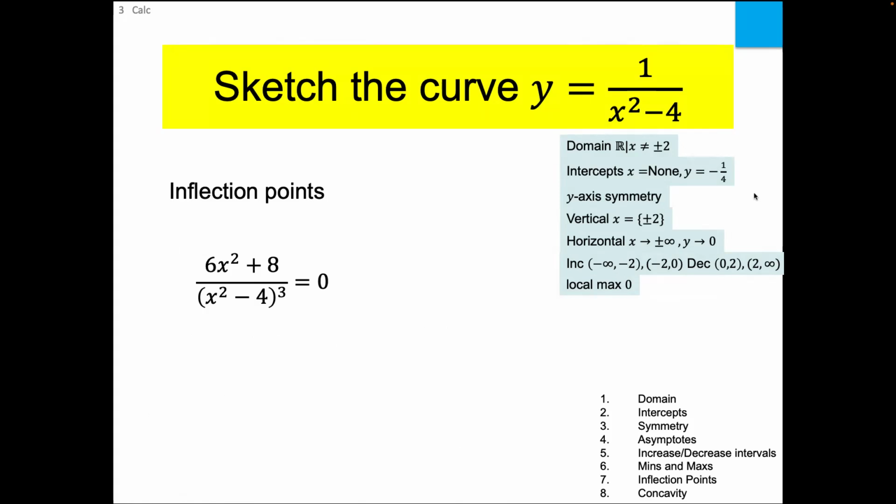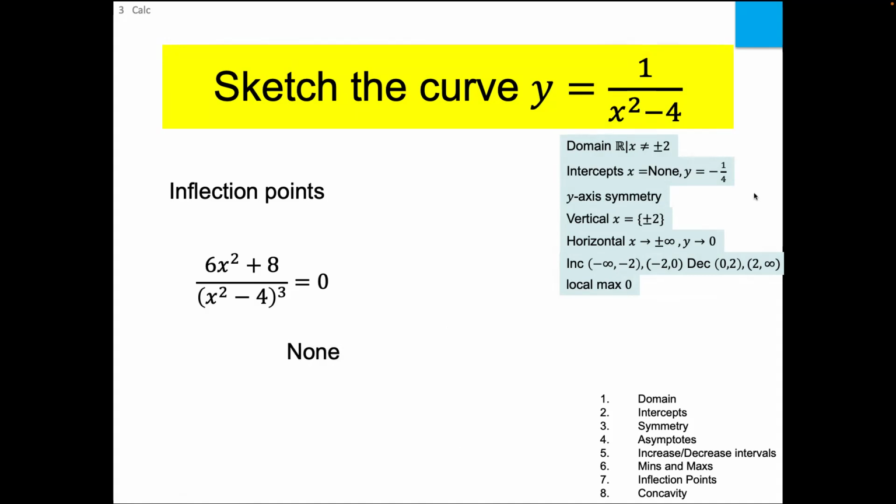This is the problem that we ran into in the previous one. I should probably show the step, but I'm not. Well, you multiply by the denominator, it turns into 6x squared plus 8 is equal to 0. Keep going. Subtract 8, so you get 6x squared is equal to -8. Divide by 6, and then take the square root. You're just taking the square root of a negative number, which you can't do. Therefore, it has no inflection points.